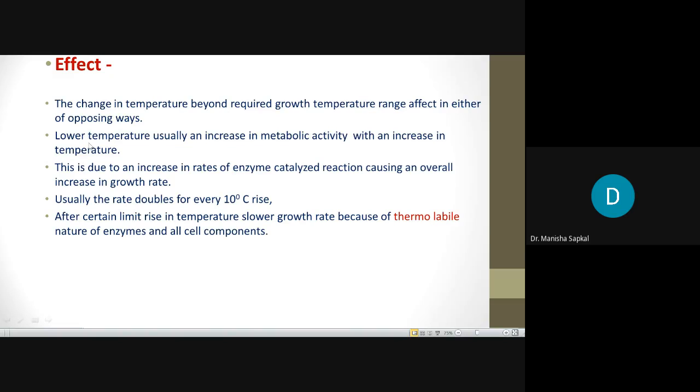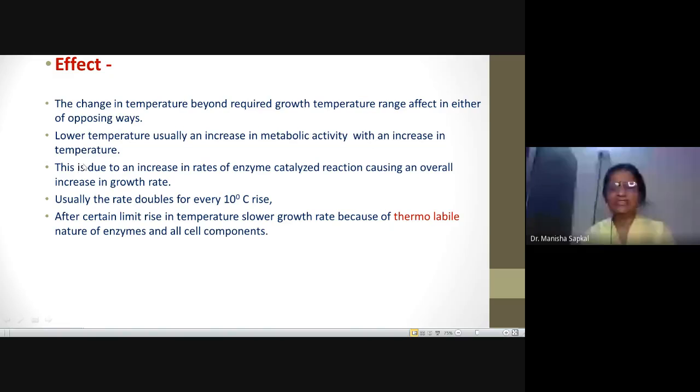Now, let us see what happens at the lower temperature. At lower temperature, there is usually an increase in metabolic activity as the temperature increases. From 0, as I told, if we incubate the organism at 0, that is low temperature, metabolic activities are very slow or zero, but as we increase the temperature, metabolic activity will increase. This is due to an increase in the rate of enzyme catalyzed reactions, causing an overall increase in the growth rate. Why does this increase happen? This is due to the increase in enzyme activity.